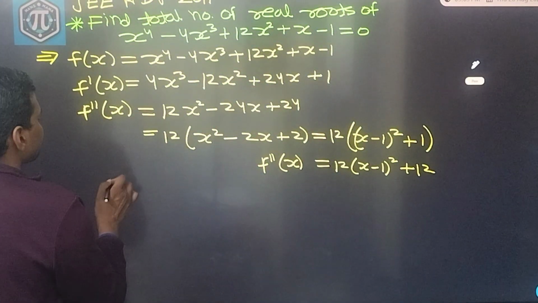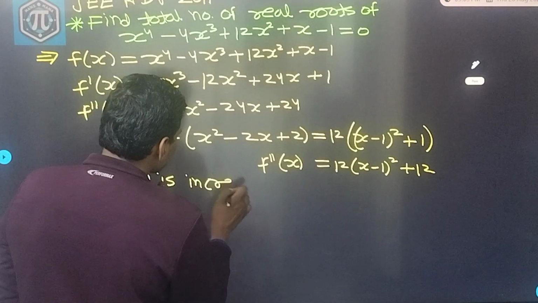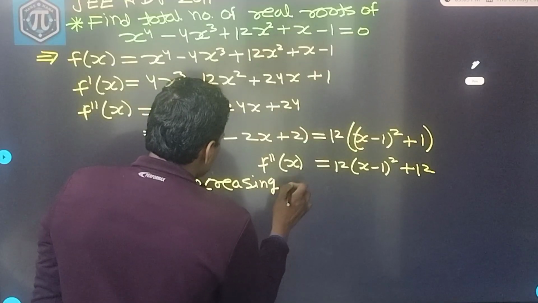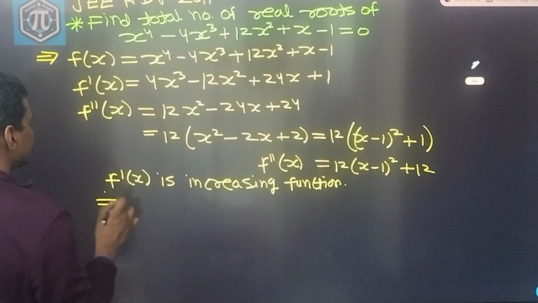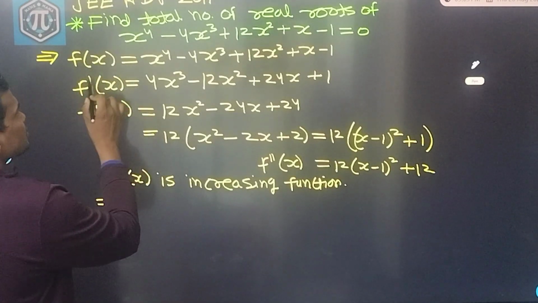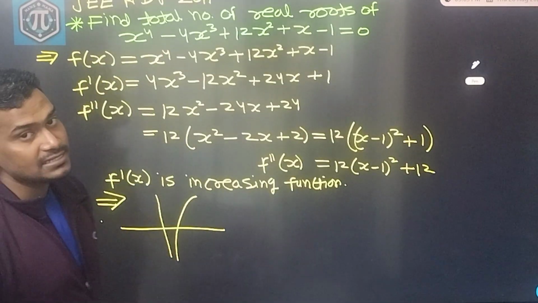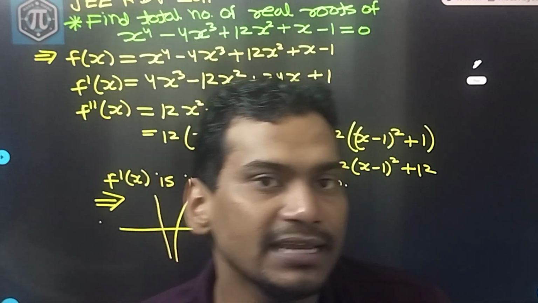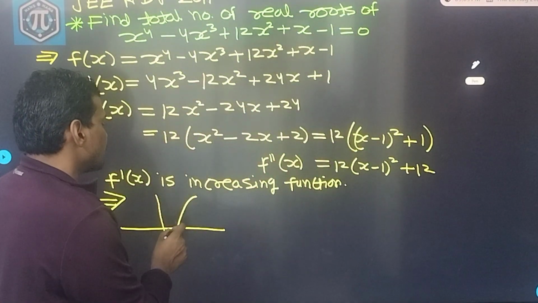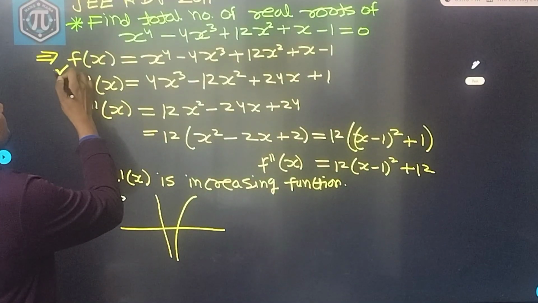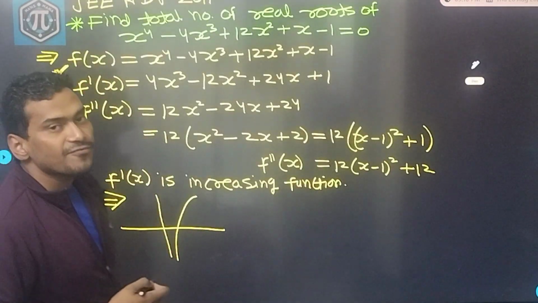So from here we can say f dash x is an increasing function. If it is an increasing function, then f dash of x is a cubic, and a cubic is increasing like this. That means it will be 0 exactly at 1 point. So dy by dx will be 0 exactly at 1 point for function f of x.